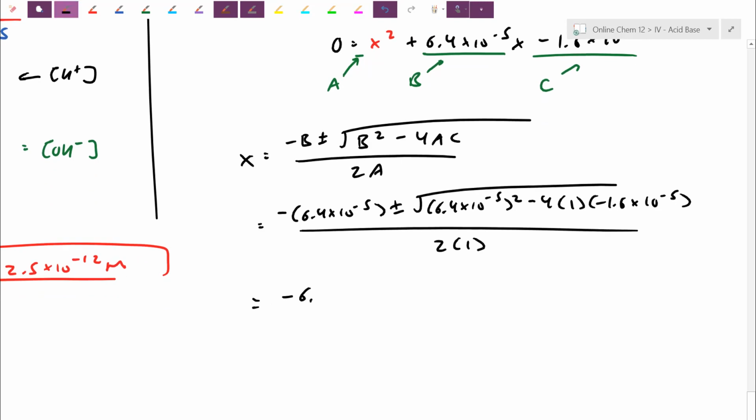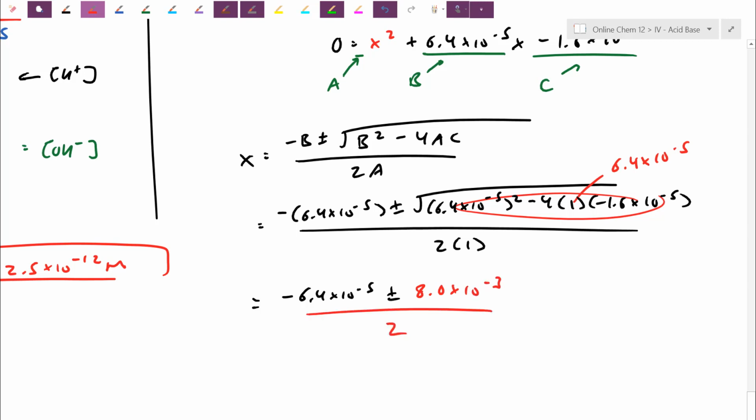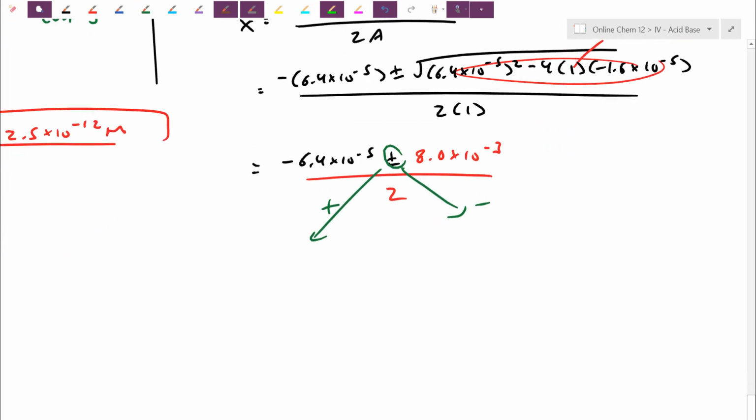Let's clean this up. Negative 6.4 times 10 to the negative 5 plus or minus. I'm just going to type in what's underneath the square root here: 6.4e negative 5 squared, minus 4 times 1 times negative 1.6e negative 5. Underneath the square root, make sure you're getting 6.4 times 10 to the negative 5. We take the square root of that number, and that gives me here 8.0 times 10 to the negative 3 divided by 2. At this point, you're ready to do the plus or minus. So if you take the plus root, again, the final answer may not be one positive, one negative, but at least depending on what this numerator ends up being, one takes the plus and the other takes the minus.